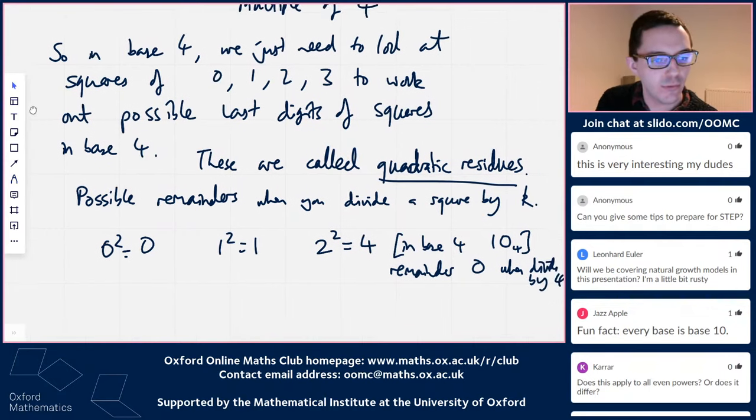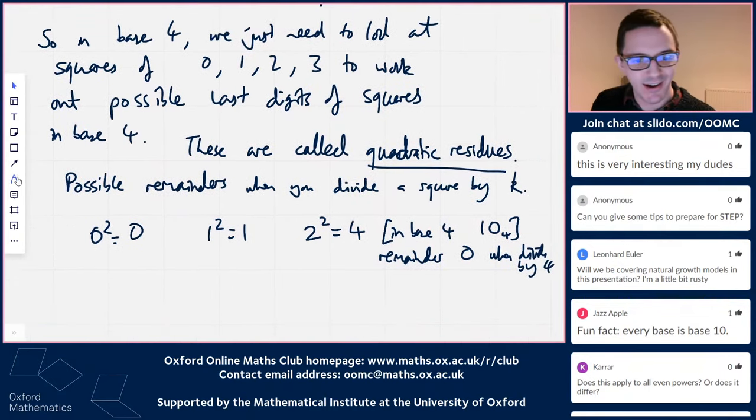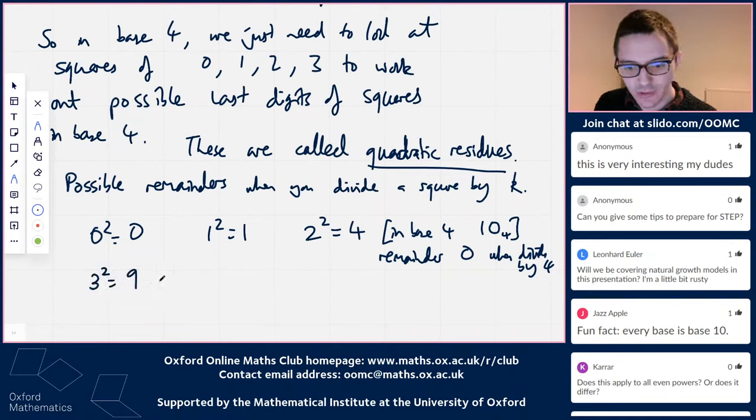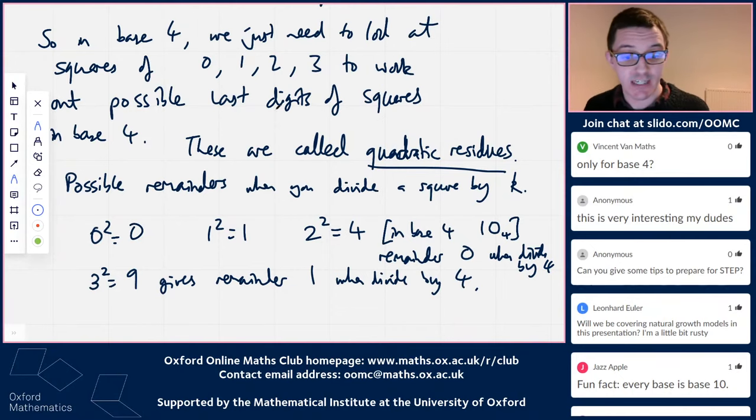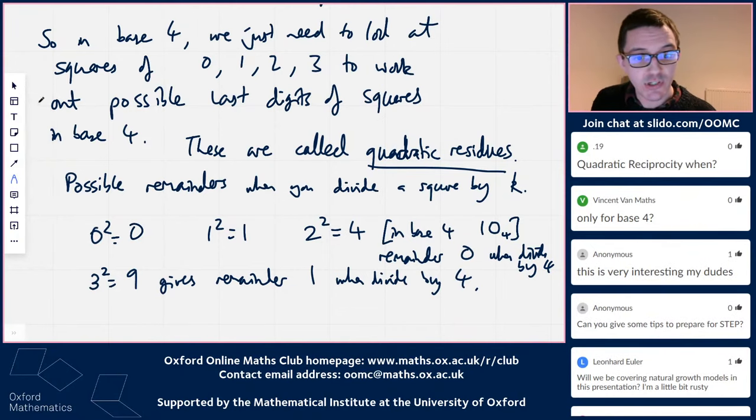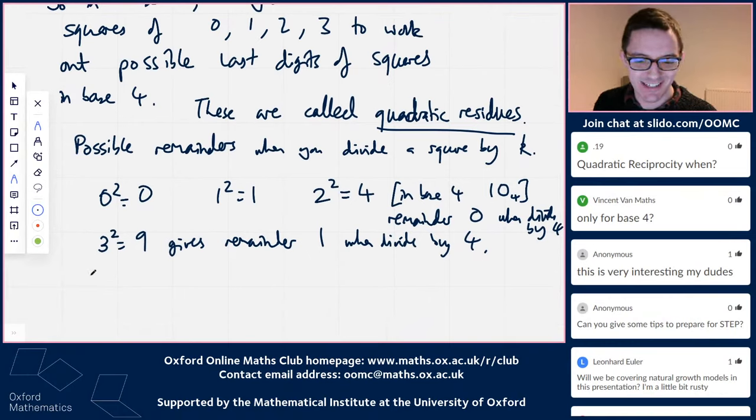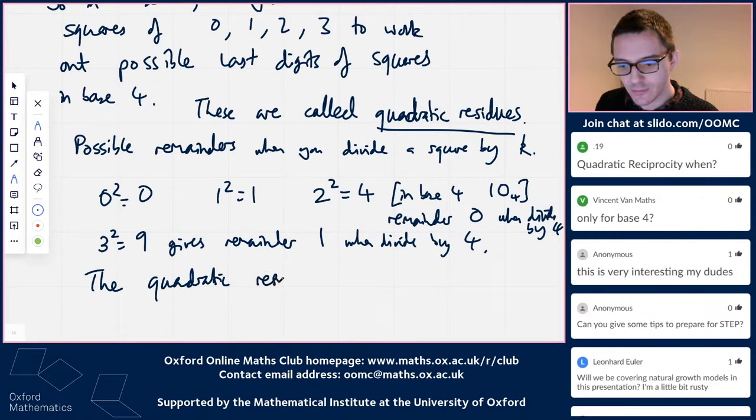Writing space. I'm always going slightly off the right. Okay. We could also look at 3 squared. That's 9. But hang on, 9 gives remainder 1 when we divide by 4. And by what we said about only needing to square small numbers, we're now done. The only possible quadratic residues, okay, so we say the quadratic residues for 4 are just 0 and 1.